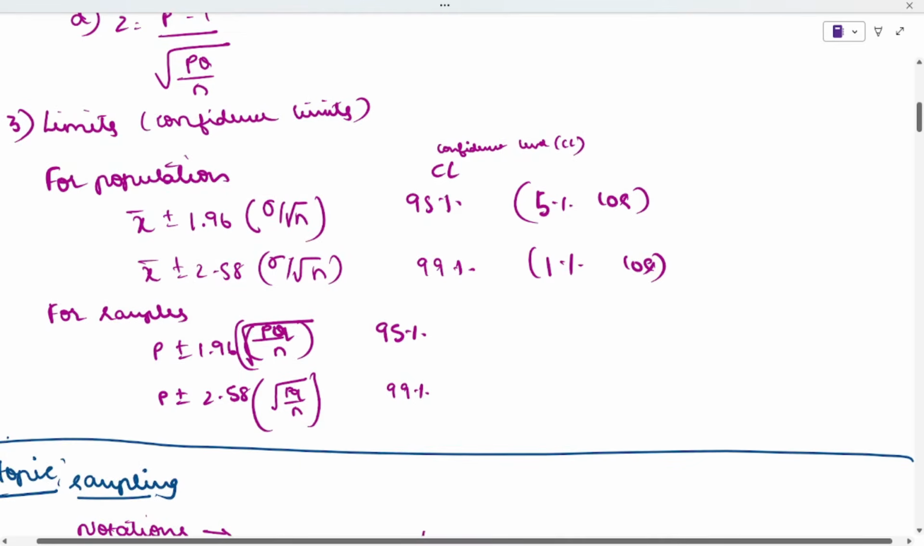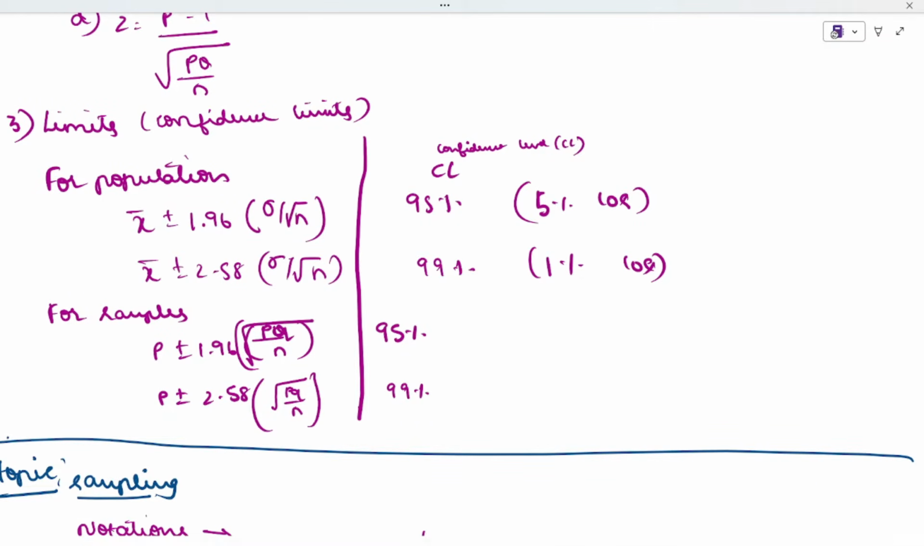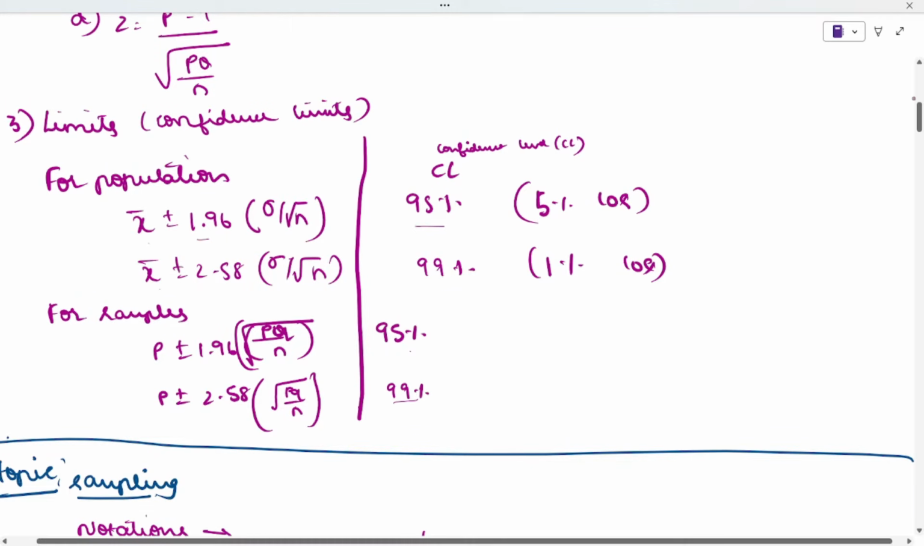Next is for confidence limits. You have to just remember this much, for population and for sample. Here it will be 1.96, 2.58, both will be the same, 95% here, 99% here. The same will be there, but the change is sigma by root n here, and pq by root n for the sample, and here it is x bar, p and p. What is this p, x bar, sigma, root n? You'll get all that when we start the problems.